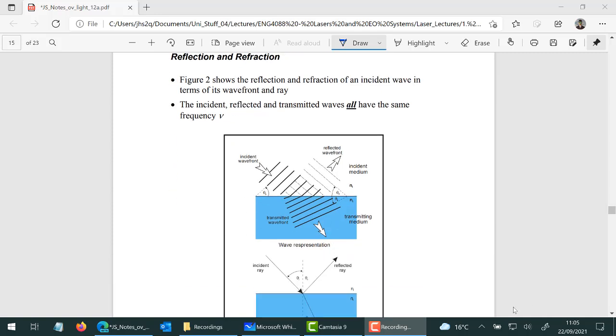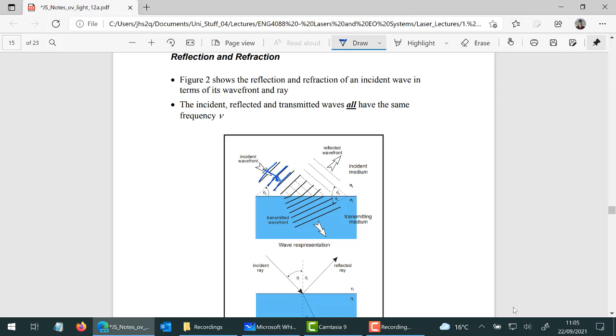So here in this diagram, what we have is a series of waves. These are the wavefronts, the peaks of the wave, if you like. They're travelling down in this direction, so that would be the vector which represents the ray.